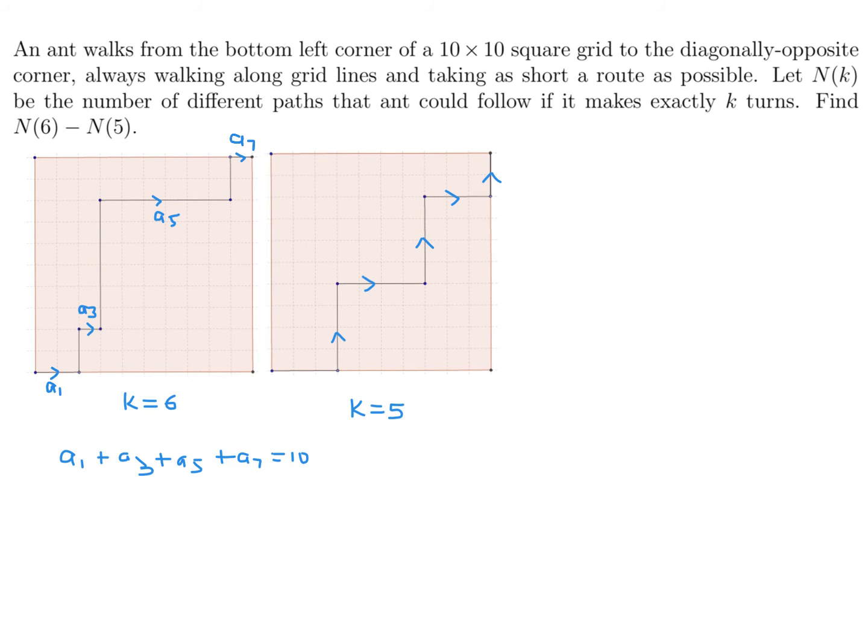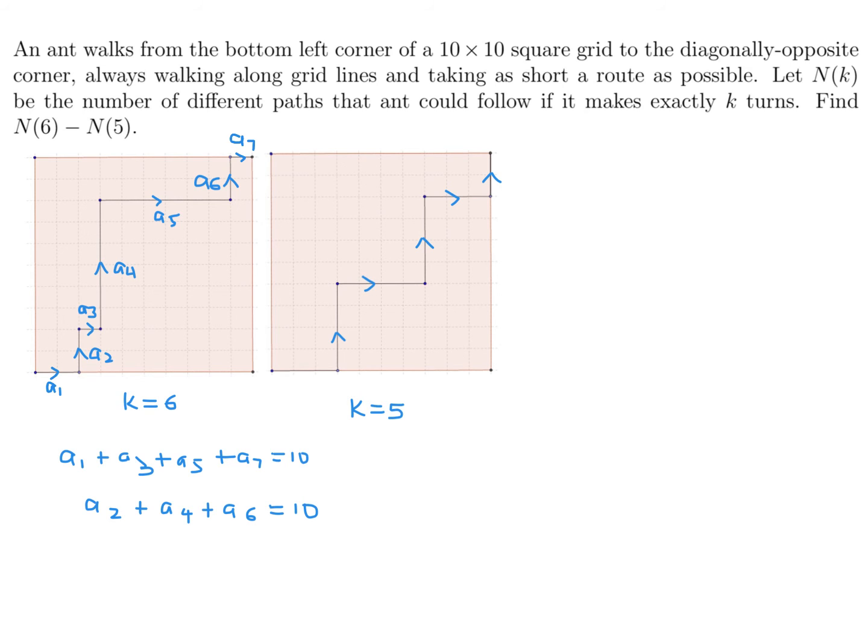And in a very similar way, the vertical paths, which are, of course, this guy here, and this guy, I will call A2, A4, and A6. And those ones also add up to 10. A2 plus A4 plus A6 also add up to 10.